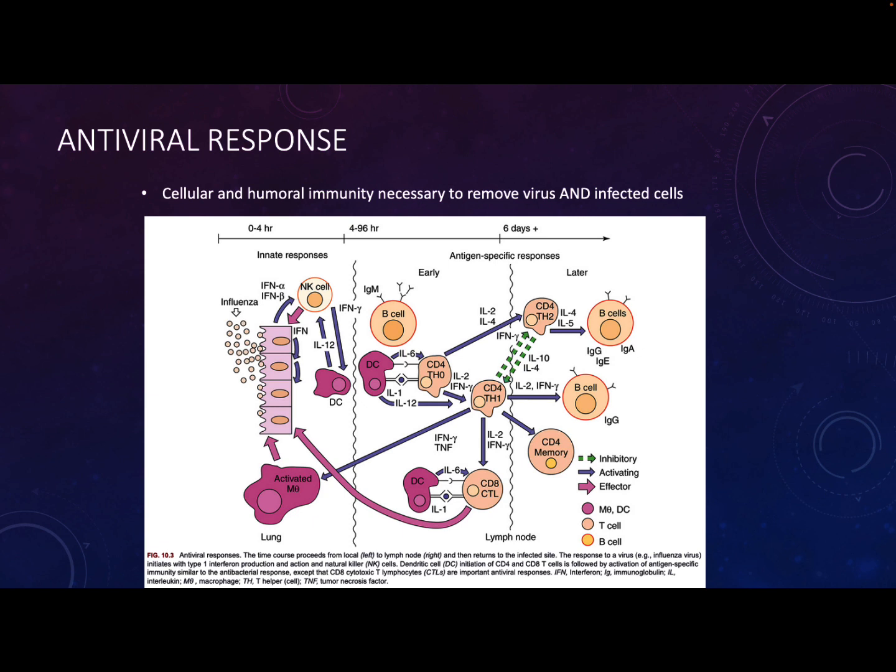The broad antiviral response follows a similar timeline, right? Within the first 4 days, really the majority of the response you're getting is innate. And after 6 or so days, you'll start to get that antigen-specific immune response. But what's really important with an antiviral response is you really need to have that combination of cytotoxic T cells and antibody production.